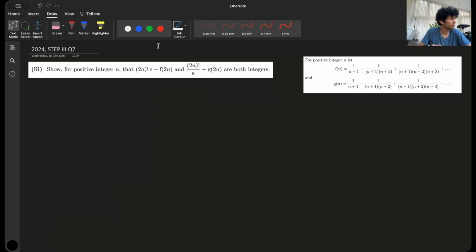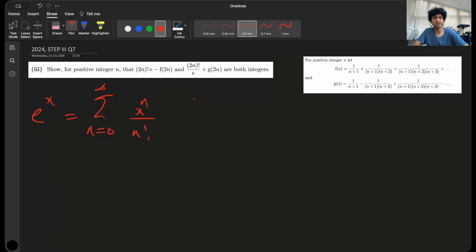So this is something now, it might be on the A-level formula booklet, but you should know it off by heart for STEP, which is the series expansion for e to the x. And this is that for all real numbers x, e to the x is equal to the sum from n equals 0 to infinity of x to the n over n factorial.